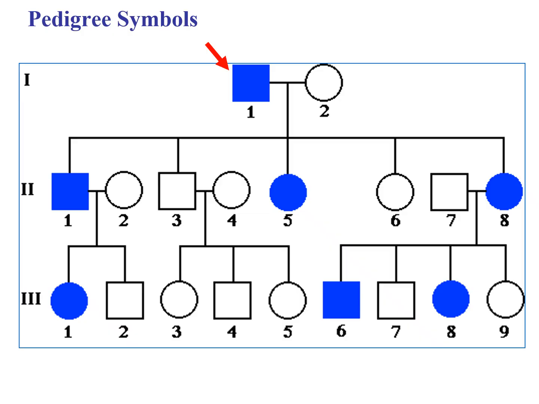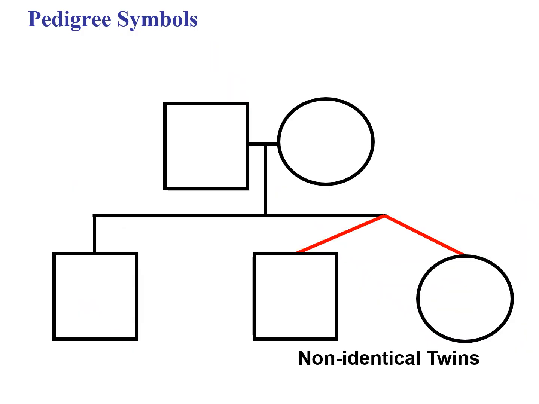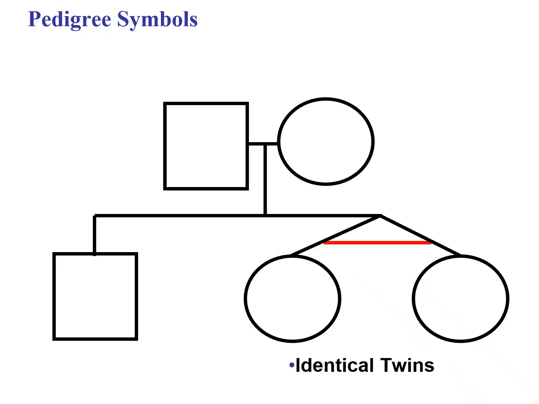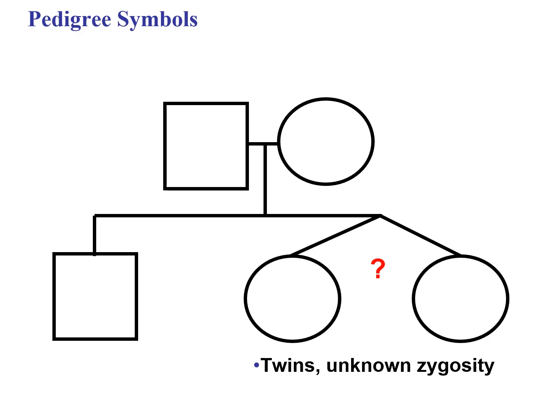The proband is the first individual in a family to show a particular trait, and an arrow is used to designate the proband. The symbols for twins come off the sibling bracket together. In this case, the twins are non-identical, also referred to as dizygotic twins. Here the twins are identical, also referred to as monozygotic twins. Here the twins are the same gender, but it's not clear if they are identical or not.